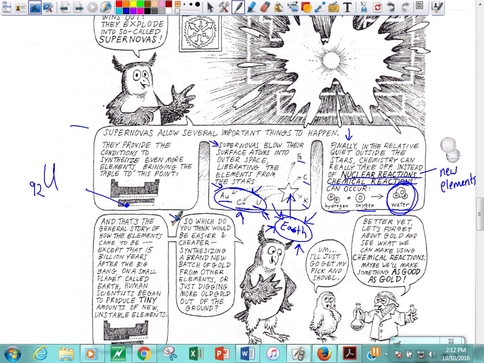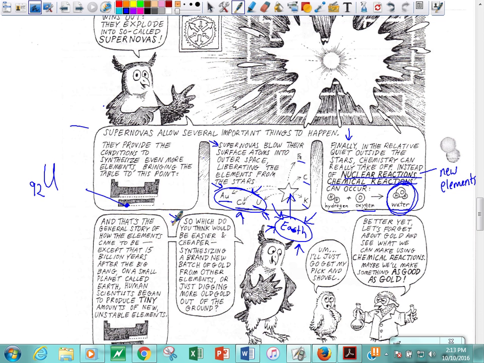So which do you think would be easier and cheaper? Synthesizing a brand new batch of gold from other elements, or just digging the old gold out of the ground? What do you guys think? Is it easier to make gold with nuclear fusion, or mine it out of the ground? Depends on how global the people are. But we're not gullible. We're not going to buy it unless it's real gold. What's easier, guys? Digging it up.